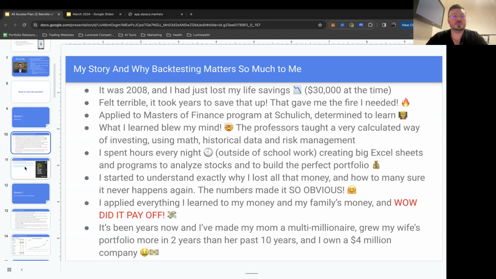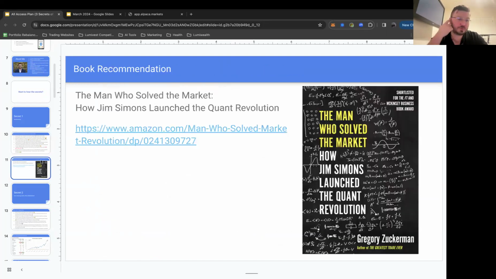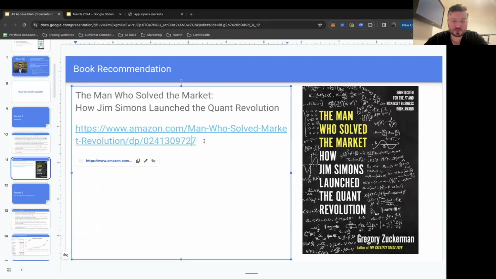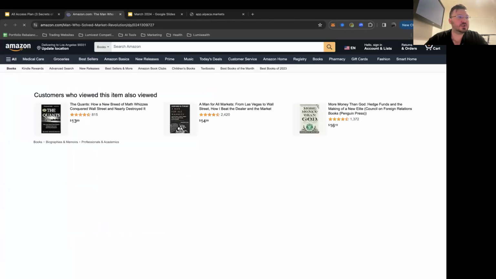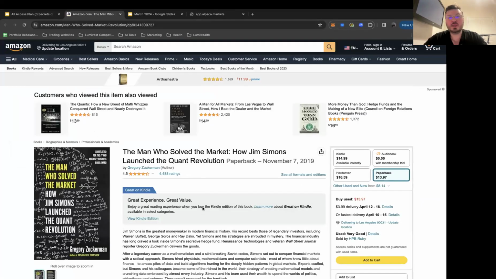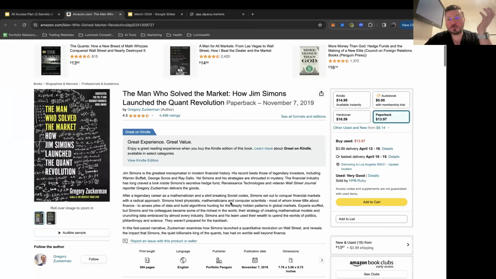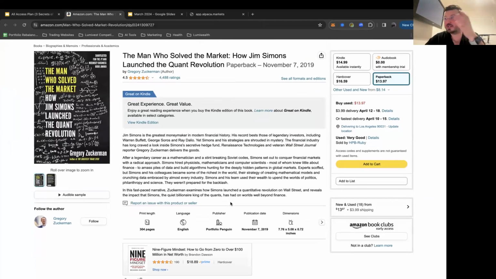So to drive that point home a bit, there's a really interesting book here that I want to share with you guys. This is a book about a guy named Jim Simmons. You may have heard of him. And I'm going to share this in the chat as well. It's a book called The Man Who Solved the Market. Someone was telling me the other day that they read this based on my recommendation. They were very happy to read it. So I'm passing this on to you guys too.